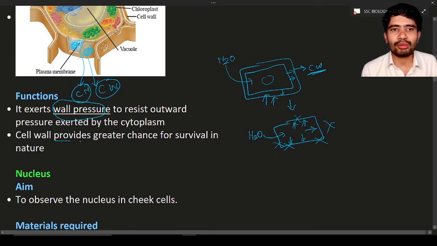The cell wall provides a greater chance for survival in nature. As a result, the plants are going to survive better in nature. Survival means living.